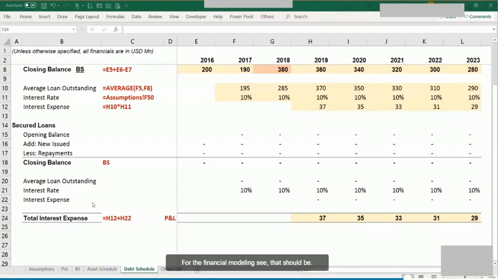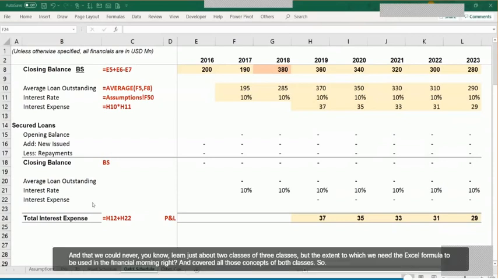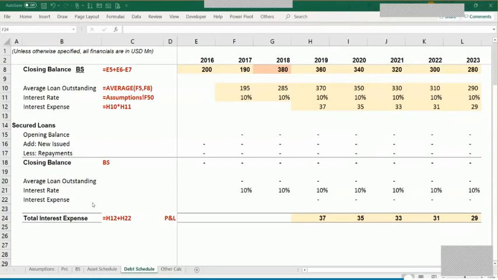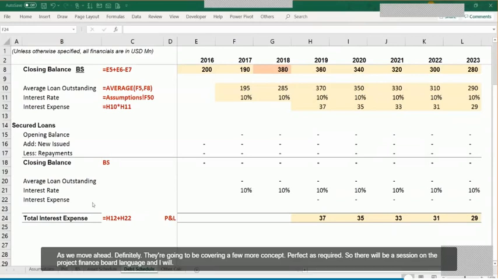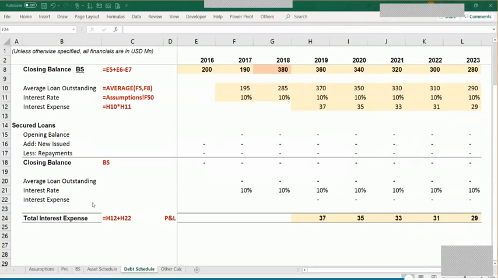See, that should be sufficient for financial modeling. The thing is, let us look at it from this perspective. Excel is such a vast topic that we could never learn Excel in just about 2 or 3 classes. But the extent to which we need Excel formulas to be used in the financial model, we tried and covered all those concepts in those 2 classes. But as we move ahead, definitely we're going to be covering a few more concepts of Excel as required. So there would be a session on project finance modeling, wherein I would introduce some more functions of Excel.